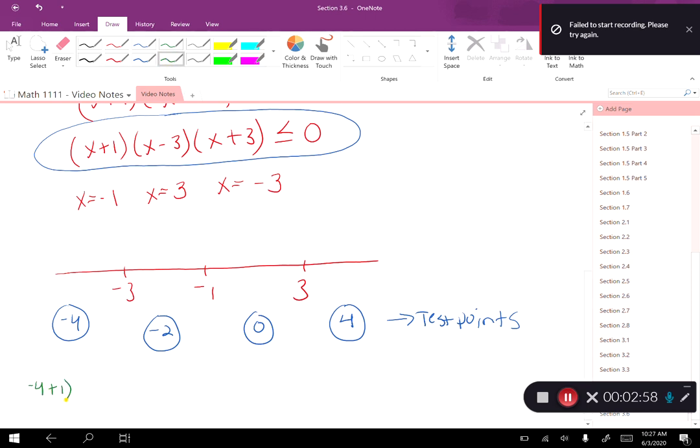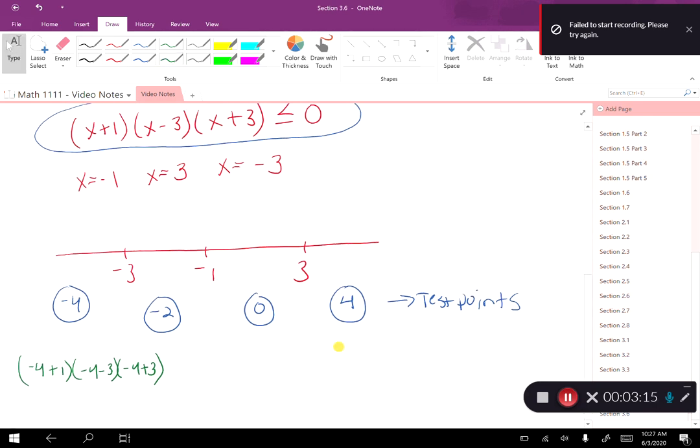So I'm going to have negative 4 plus 1 times negative 4 minus 3 times negative 4 plus 3. Now, little trick, I don't have to actually do all the math and solve. All I care about are the signs of the numbers. So here we go. Negative 4 plus 1 is a negative number. Negative 4 minus 3 is a negative number. Negative 4 plus 3 is also a negative number. So, what is a negative times a negative times a negative? Again, that'll be negative.